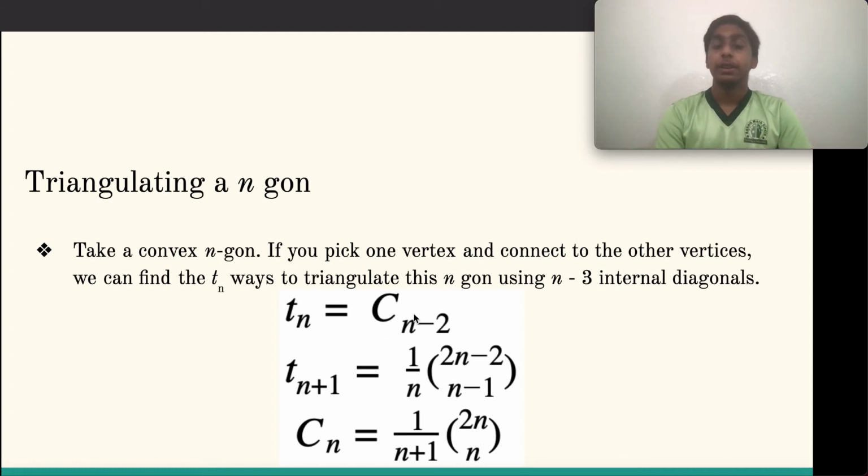For the c of n formula, you plug in your n to find c of a number, then plug it into this formula: 1 over n plus 1 times 2n choose n. We'll be doing an exam problem with this shortly, so stay tuned for that. But that's how we would simply find the number of ways to triangulate an n-gon. So take a screenshot here if you need any of the different formulas.